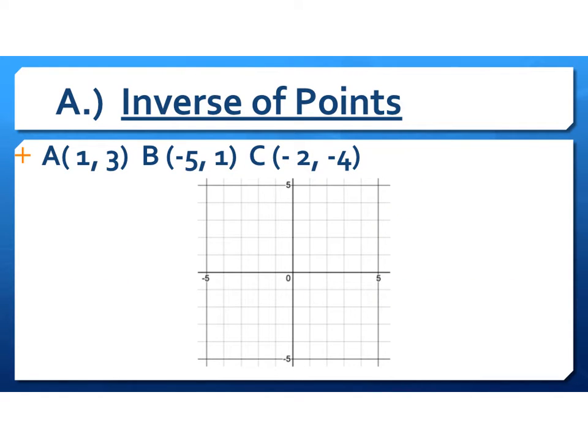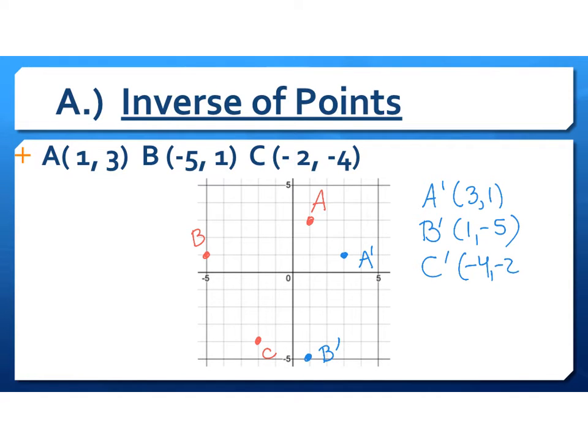Let's start with the inverse of points. So I'm going to graph my points and label them like we did in geometry. So A is 1, 3, B is negative 5, 1, and C is negative 2, negative 4. When I find my inverses, I'm going to create a new point A prime. And remember, with inverse, you're switching your x and y, so my point becomes 3, 1 for A prime. And B prime becomes 1, negative 5. And C prime becomes negative 4, negative 2.